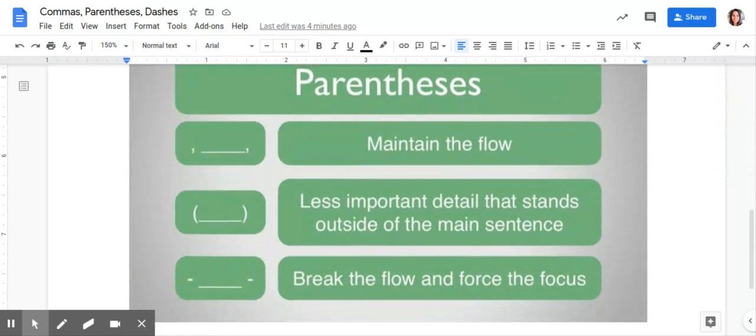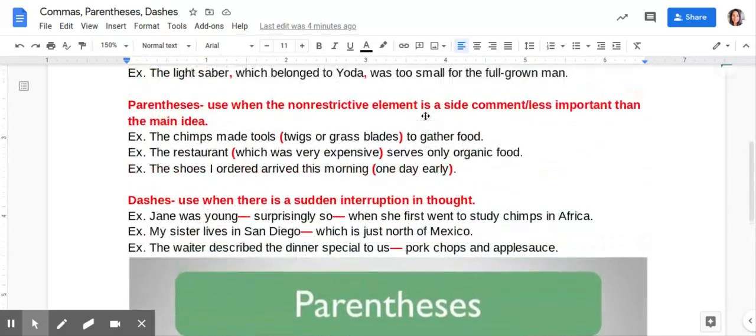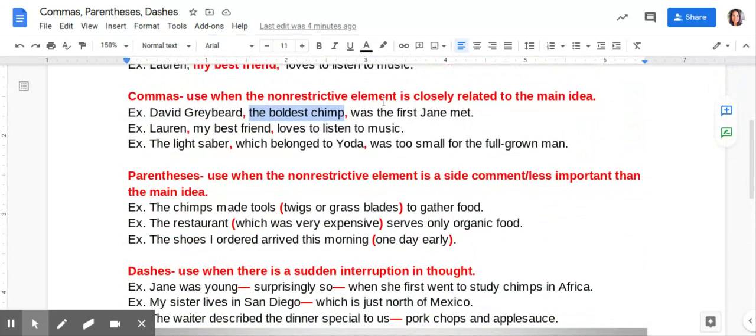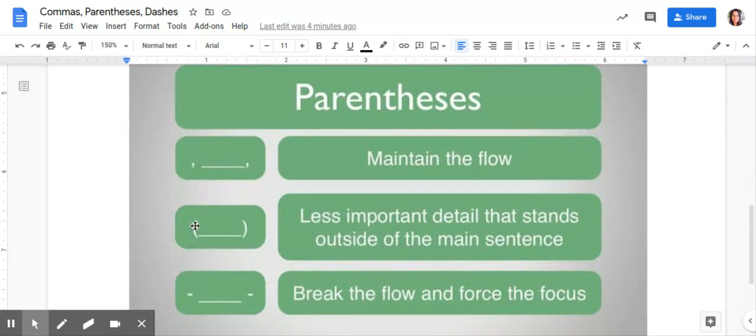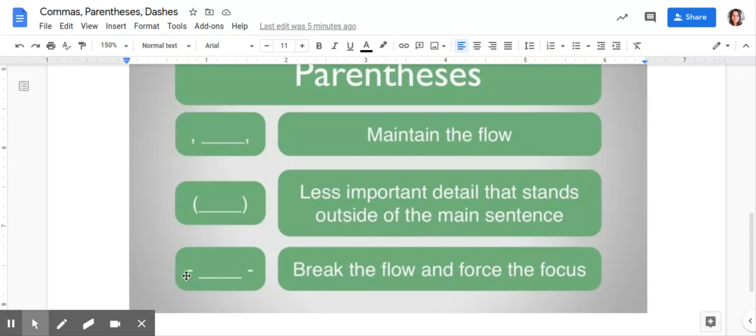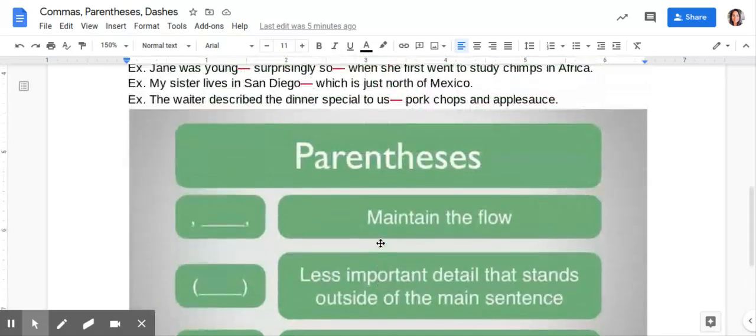So down here is just a little chart. Here are the commas. This is kind of maintaining the flow, or the non-restrictive element is closely related. So it's kind of keeping the same flow. The parentheses we use when it's a side comment or less important detail. And then the dashes we use when there's a break in the flow or an interruption in thought.